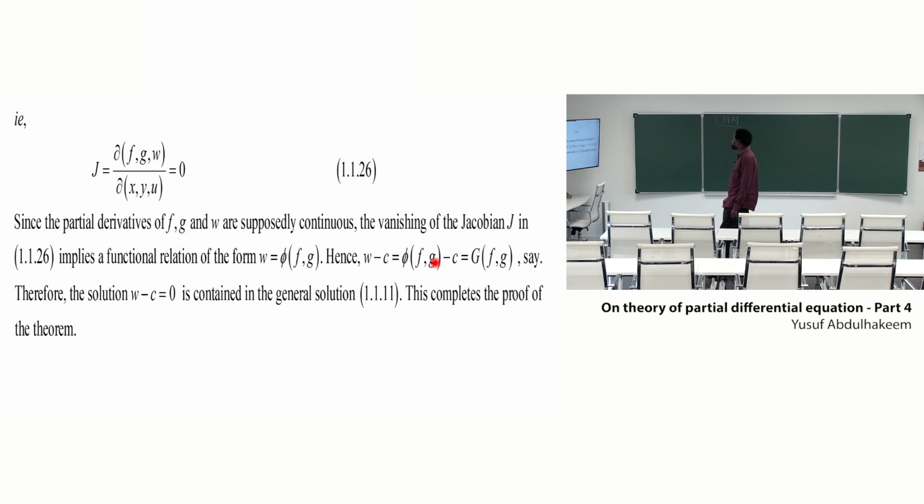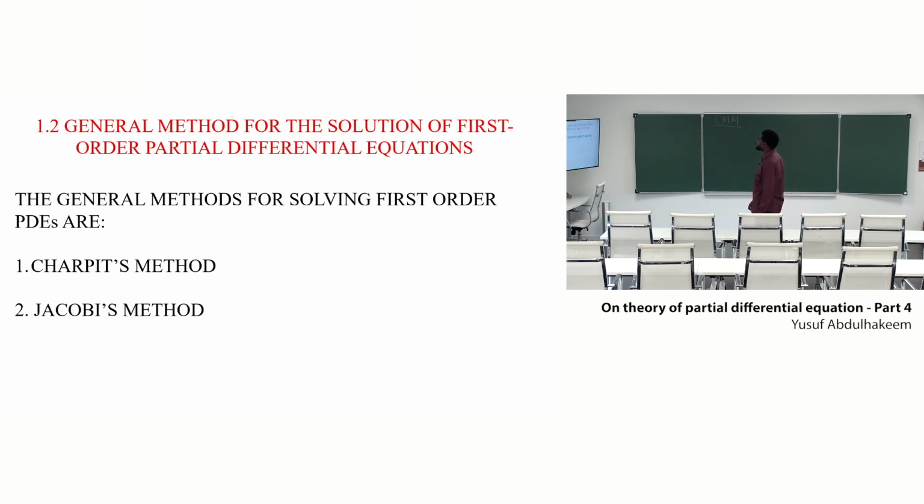Hence, this minus this will give us this, and then we have this. And this was how we ended the proof. We now talk about the general method for solving first order partial differential equations, and we talk about two methods: the Charpit's method and the Jacobi's method.